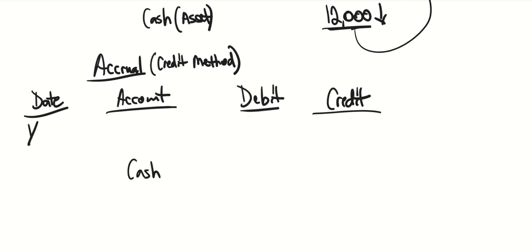Well, I forgot the date here, January 1st. Cash is going to be credited for $12,000. Okay, cash went out. That doesn't change, and it decreased the balance in that account.